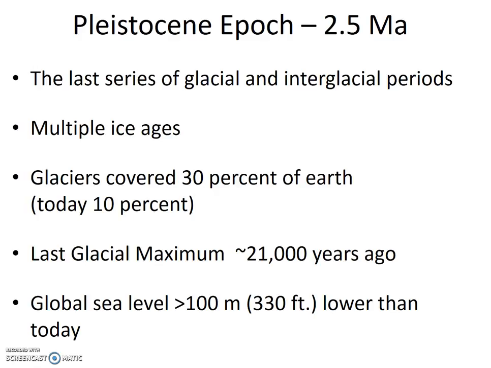Who's heard of the Pleistocene? The Pleistocene epoch stretches over the past 2.5 million years. It covers the last series of glacial and interglacial periods, with multiple ice ages. During glacial periods, glaciers and ice sheets covered 30% of Earth, as compared to only 10% today. The last glacial maximum, i.e. when glaciers were at their biggest, was about 21,000 years ago, depending where you look and which dating techniques you use. Global sea level was more than 100 meters, or 330 feet, lower than today.